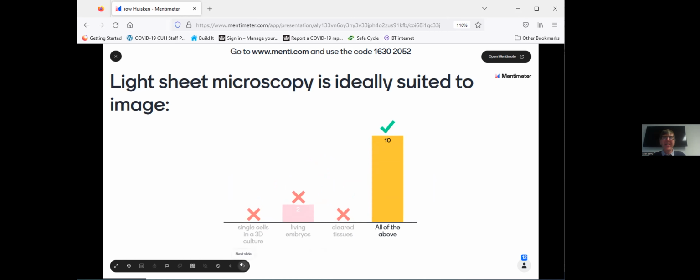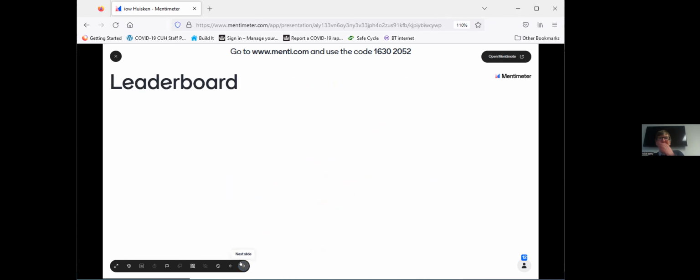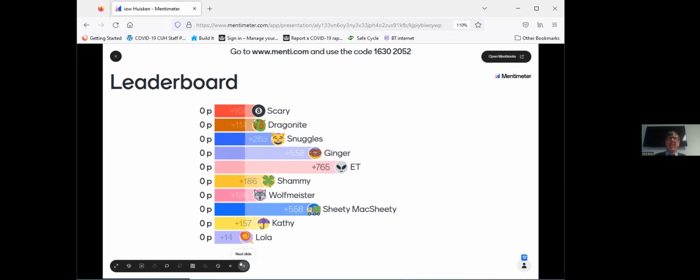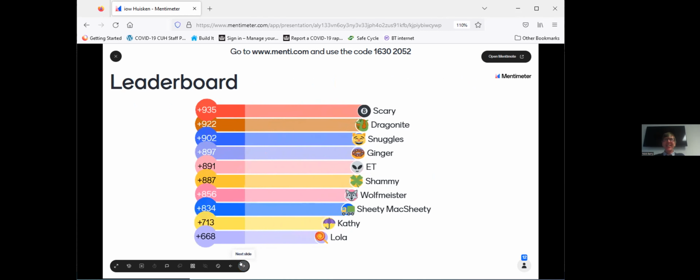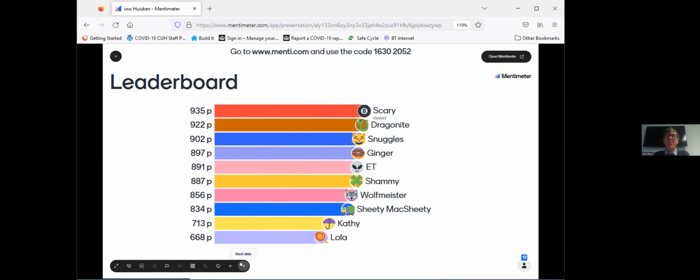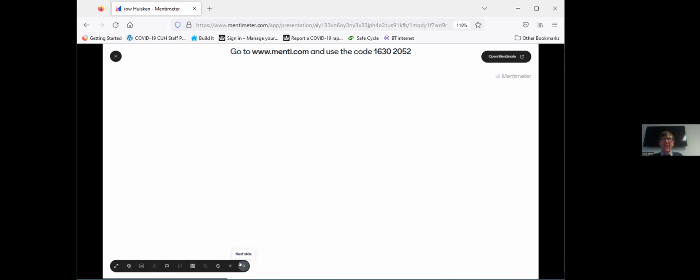So let's see how we're doing after the first question. Sheety McSheety is in there for not the fastest. Wolfmeister, Chamois, E.T., Ginger, Snuggles, Dragonite, and Scary. Scary is the winner, with, I'm afraid, Lola and Kathy right at the end there. Right, so a bit quicker on the buttons, please, for the next question. Let's see if Sheety McSheety can do any better as well. All right, question 2.